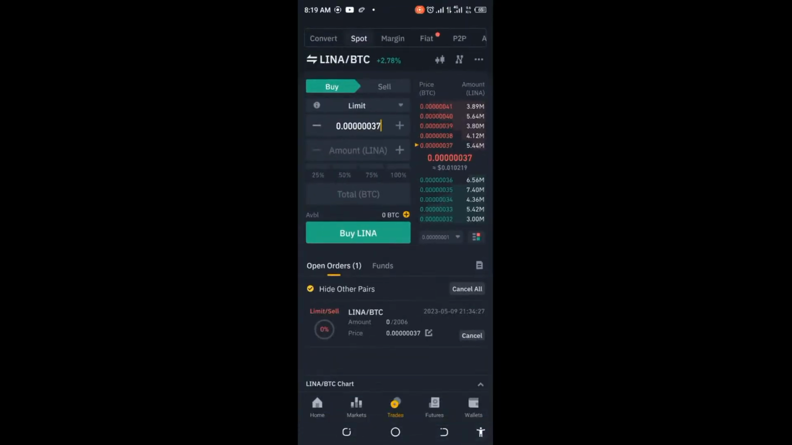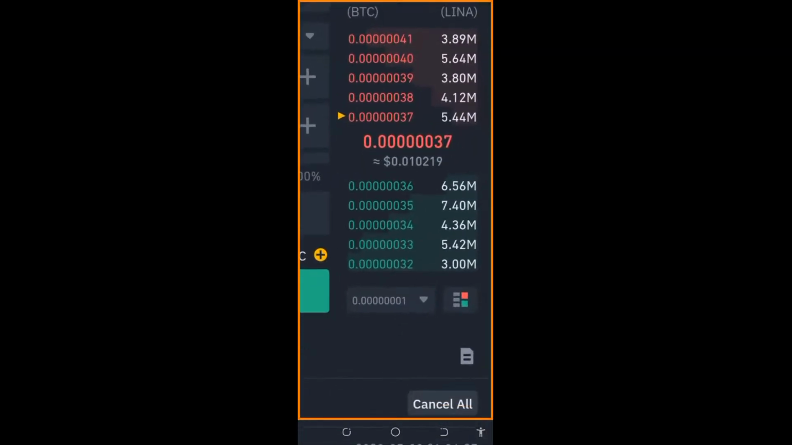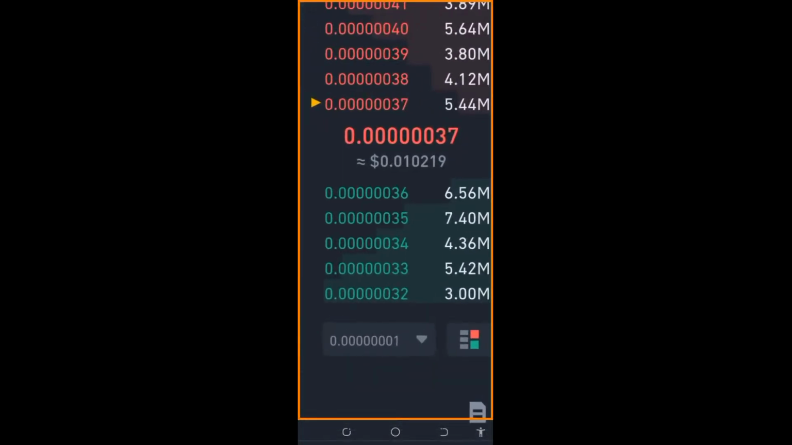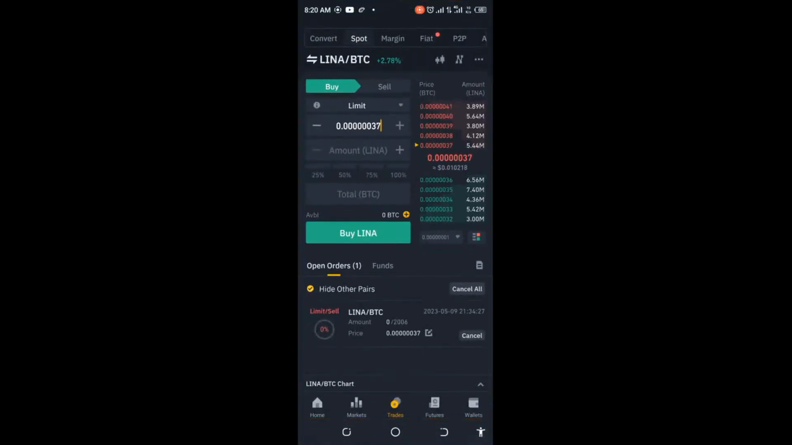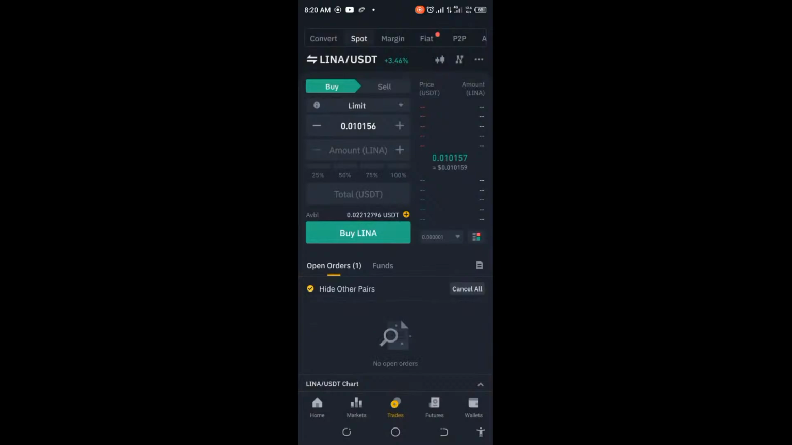So what's going on? Well, the thing is, as you can see, we're trying to sell at 0.037. But here, can you see here at the green part? Can you see that the first green here is 0.00036? All right, so what am I going to do? Let me go and check what's happening to Lena USDT. Has it gone up? It looks like it's gone up. Let's go ahead and get this sold back, right?